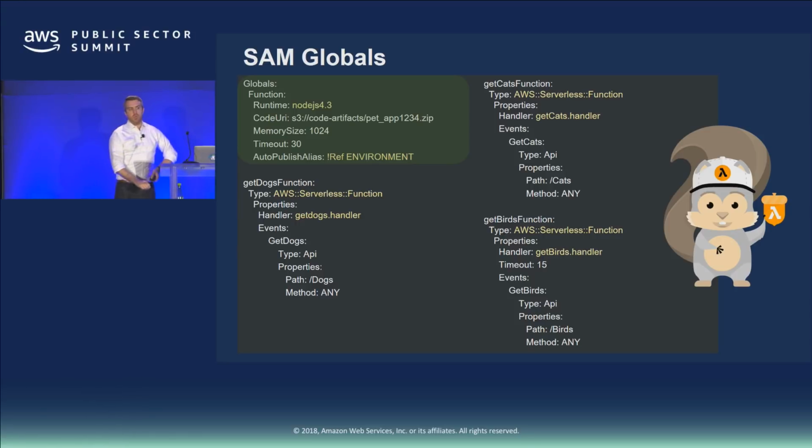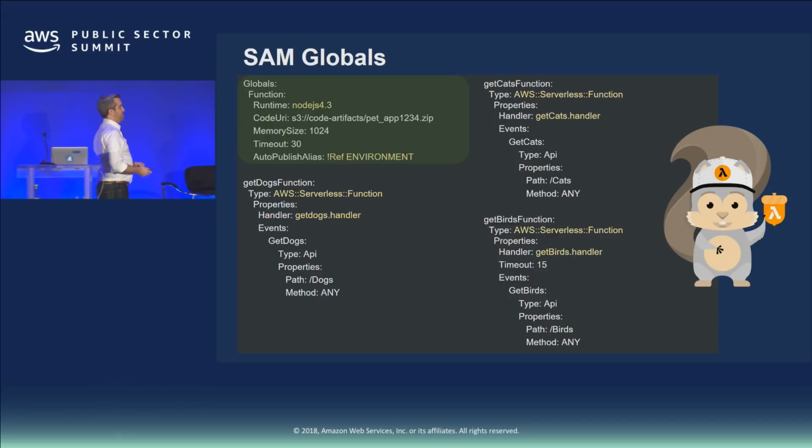But again, what this allows me to do is write even less SAM template code as part of deploying my application. And we see here all that I have is basically the name, the type, a handler, and then the event structure. So again, really simplifying and reducing the amount of code that you need to write in building and managing your serverless applications.